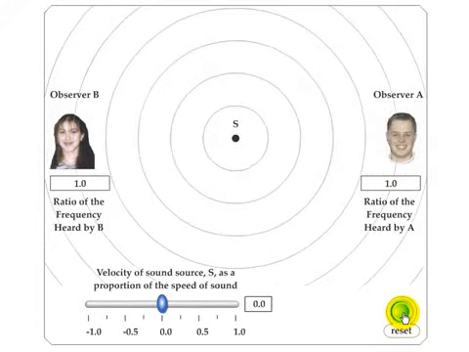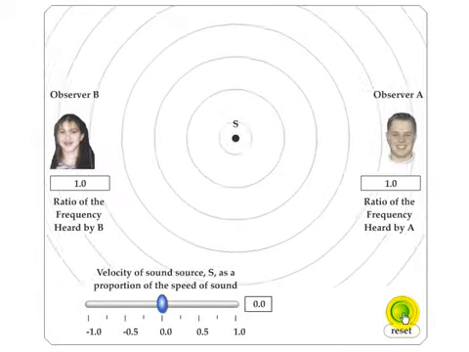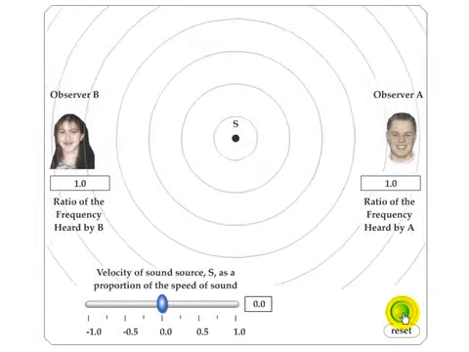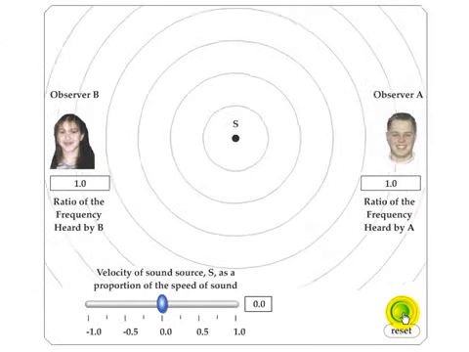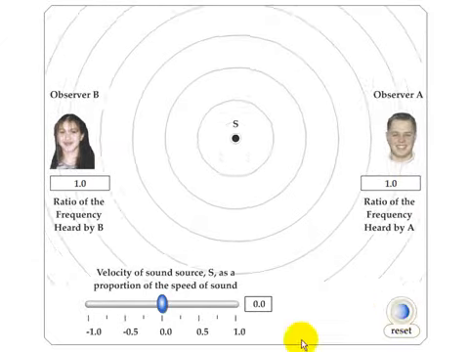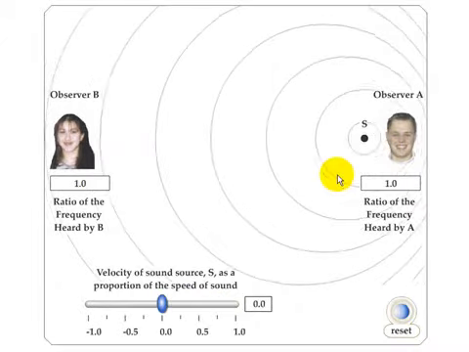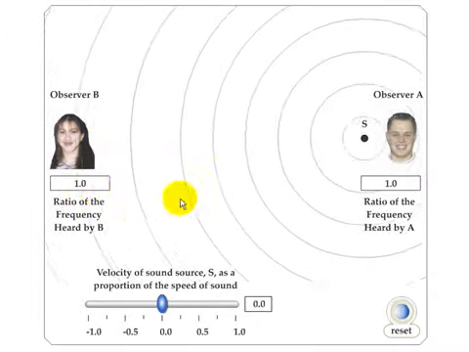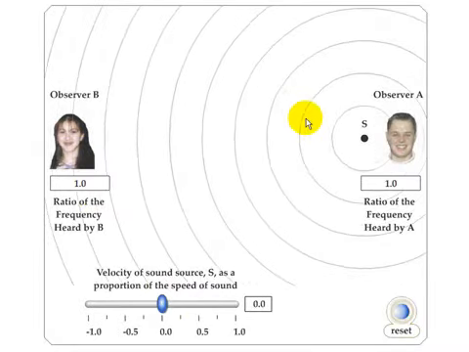What we're going to do is see what happens when the sound source actually moves in either direction. Let's focus for the first time on observer A, and I'm going to make the sound source move to the right. Notice what happens to these wave fronts. They're going to get closer together, and so we can see what happens to the frequency. Notice in here that they're very close together, and over here, they're further apart. Once the source stops moving, the sound goes back to the way it was before.